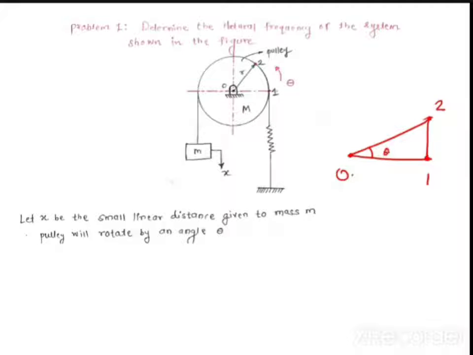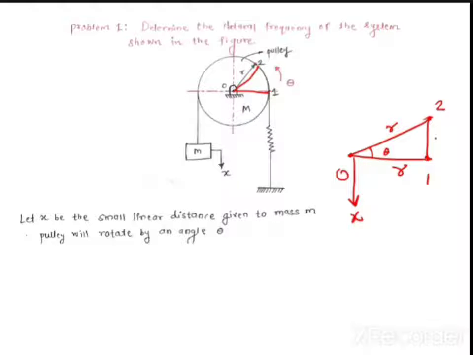What is this distance? Let us say this is x. At point O, you are giving a small displacement x. Now, what is 0 to 1? This is r, because r is the radius of the pulley, na? So the 0 to 1 distance and the 0 to 2 distance is nothing but r.